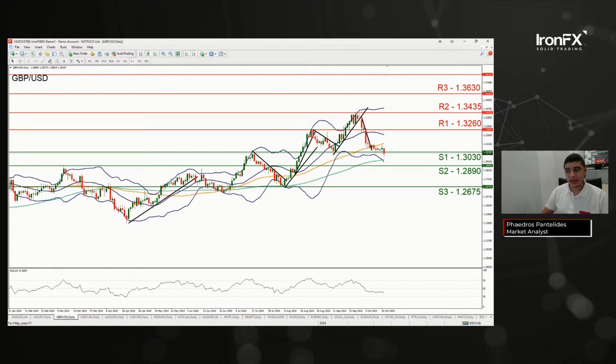Headline and core showed easing inflation pressures in the UK economy, which may increase pressure on the BOE to adopt a more and more dovish tone. So expectations for more or bigger rate cuts by the bank tend to weigh on the British pound, which has broken below that S1 level. We are still on the daily chart.